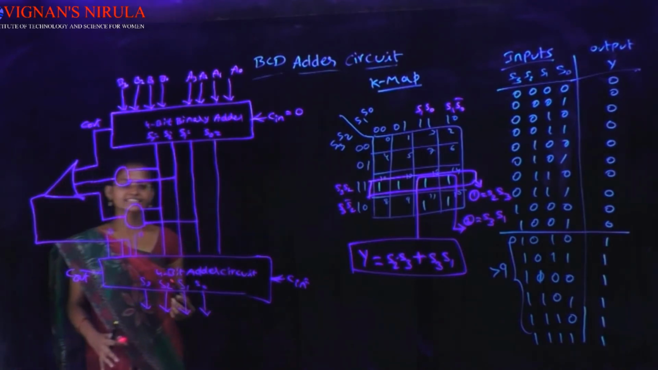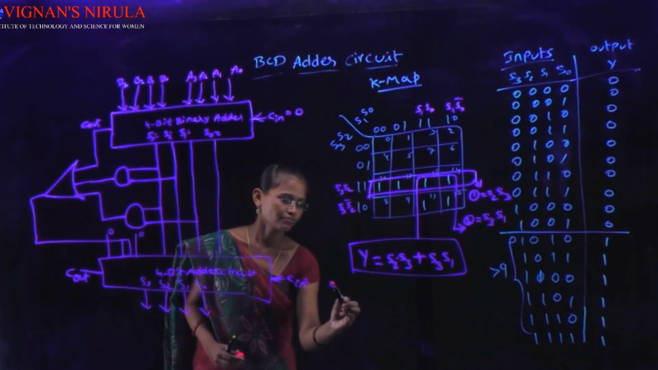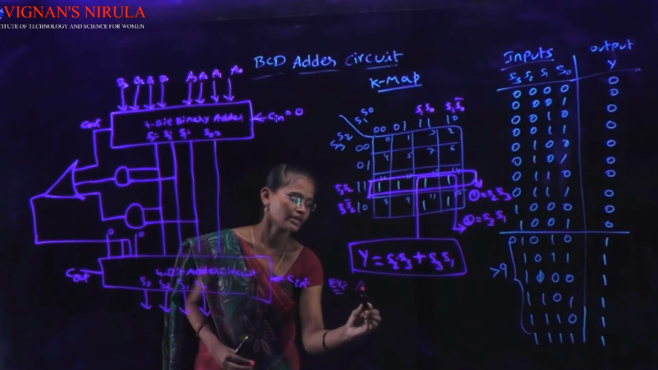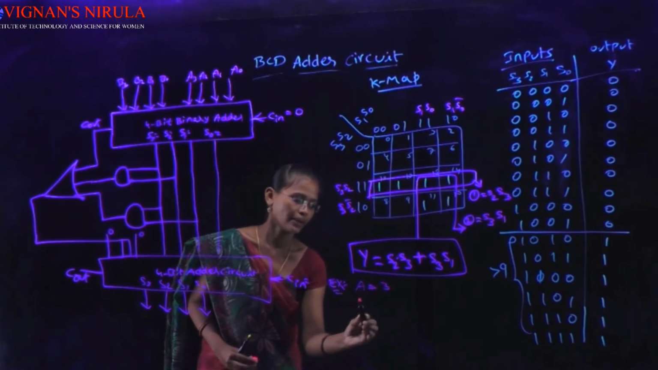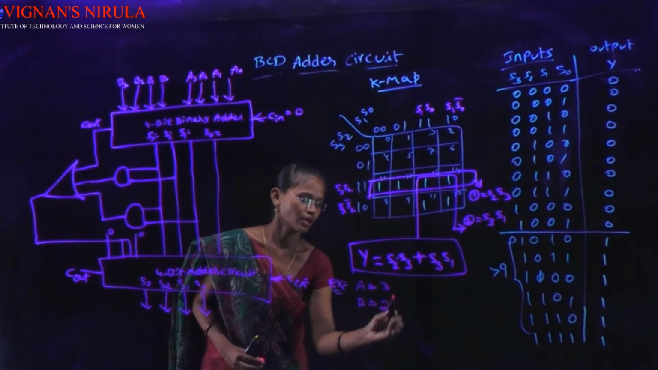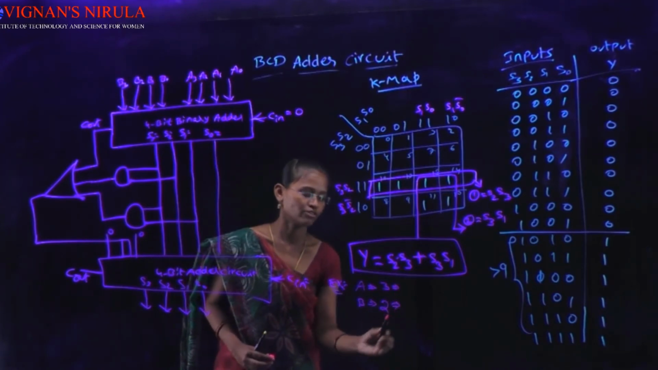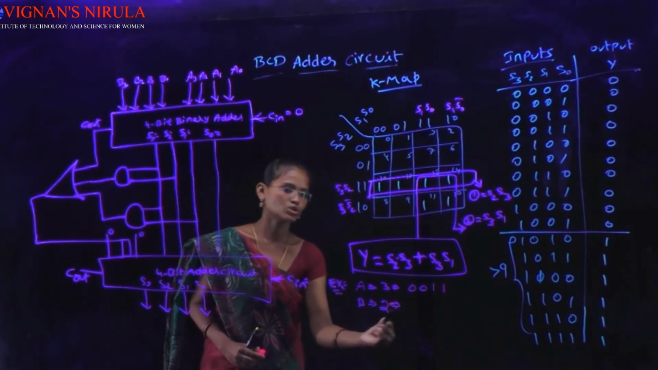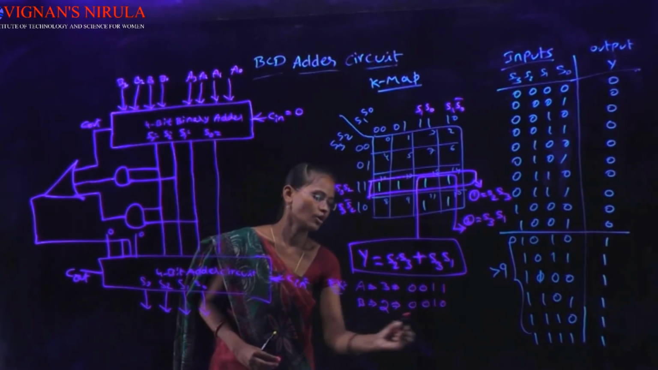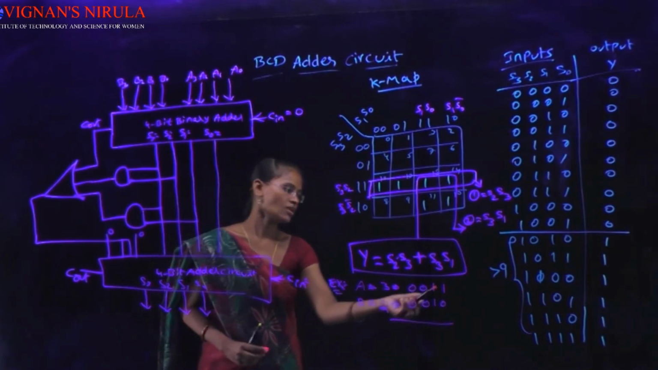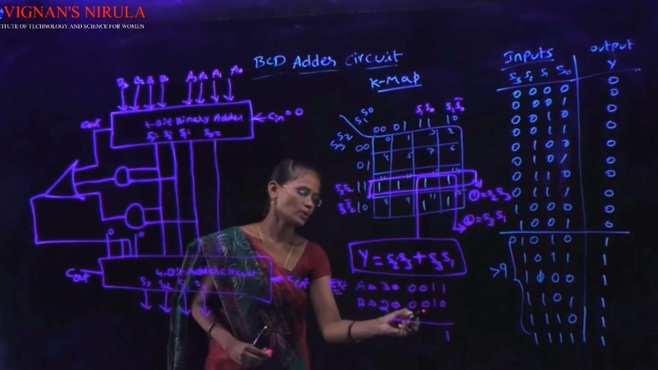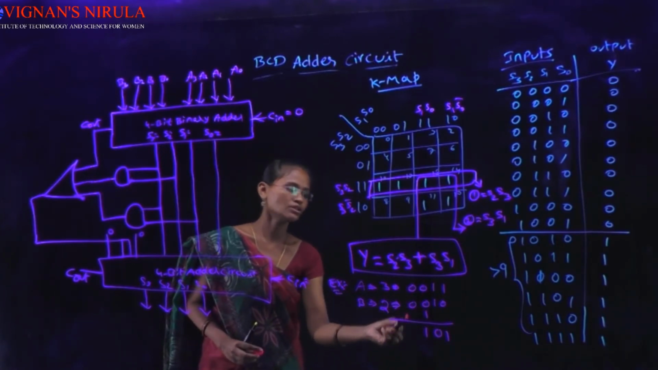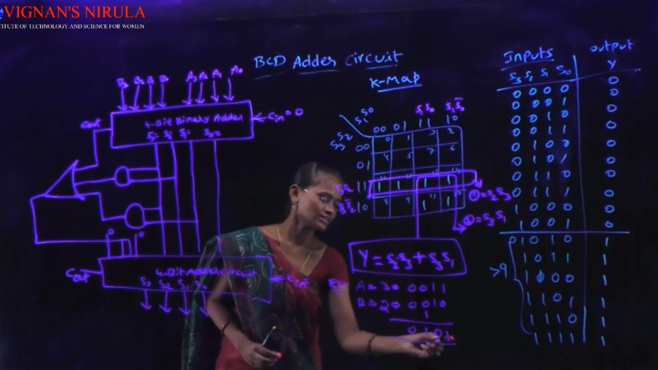Now, for example, a normal BCD addition. I am taking A value as 3 and B value as 2, and converting to binary form. 3 means 0 0 1 1 and 2 means 0 0 1 0. In binary addition, 1 plus 0 is 1, 1 plus 1 is carry 1 and sum 0, 0 plus 1 is 1, 0 plus 0 is 0. This is 5.